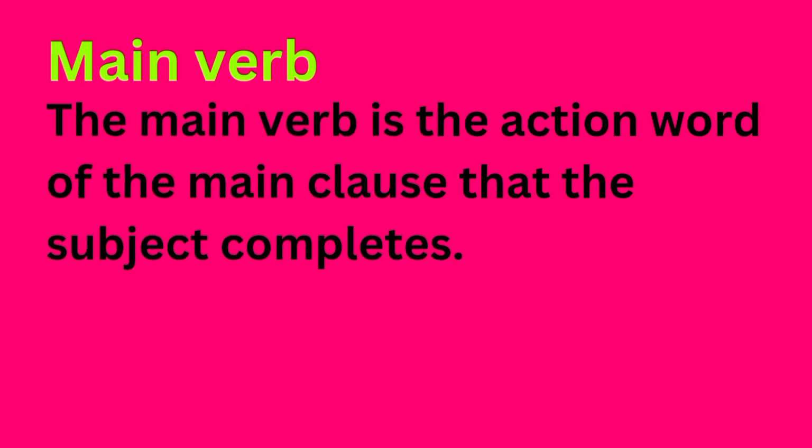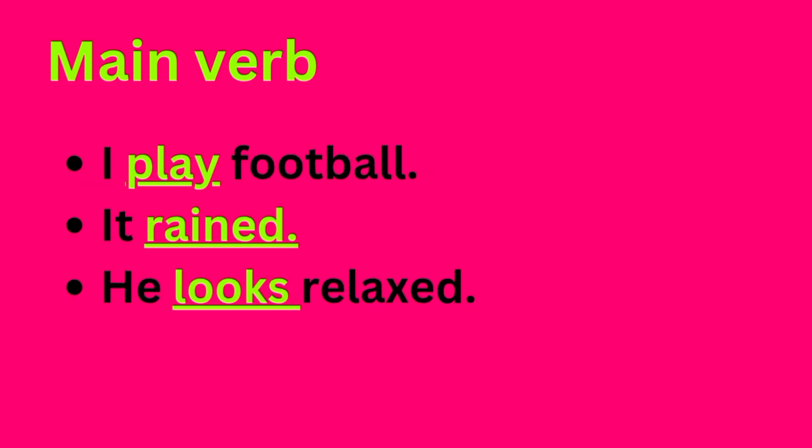The main verb is the action word of the main clause that the subject completes. For example, I play football. It rained. He looks relaxed. In these sentences, words play, rained, and looks are main verbs.